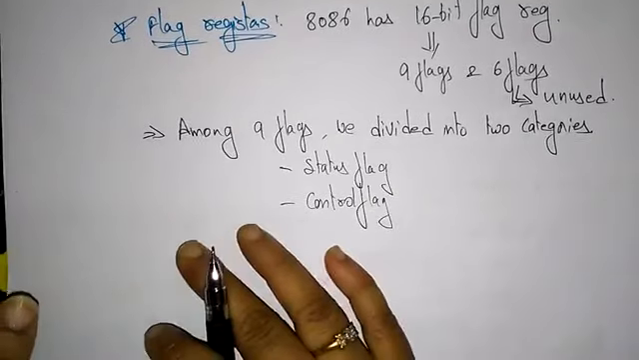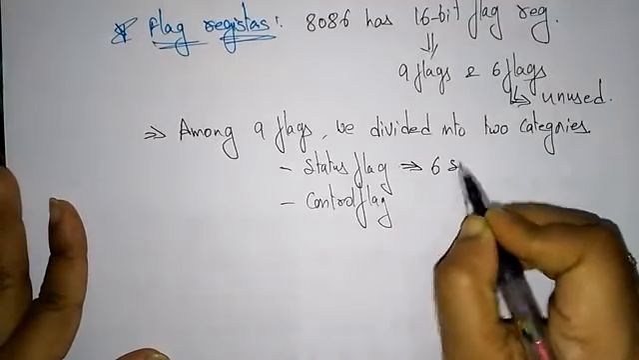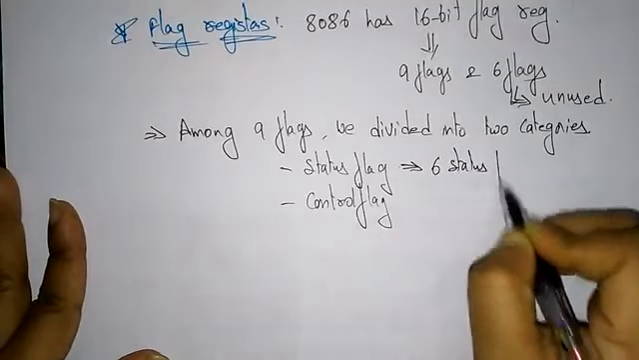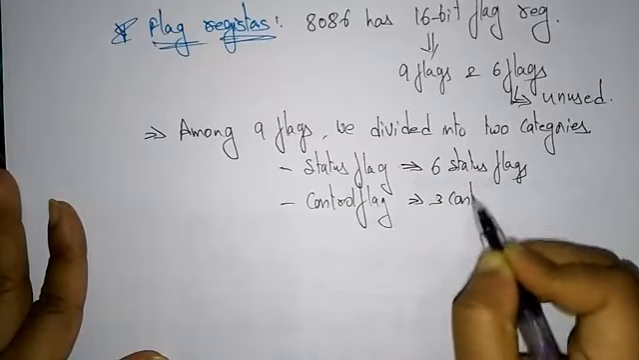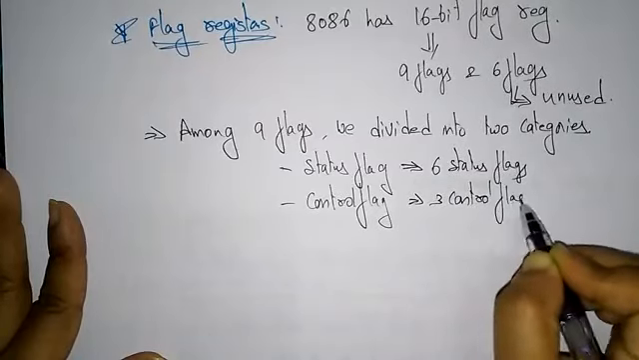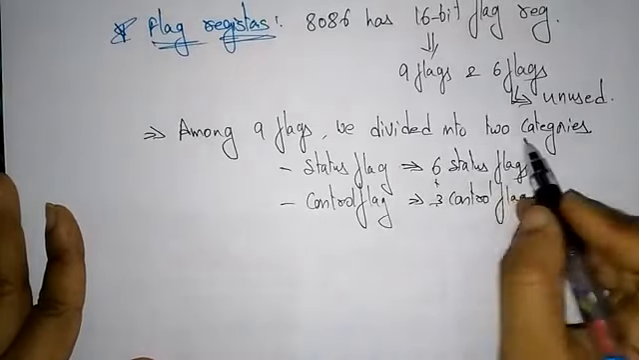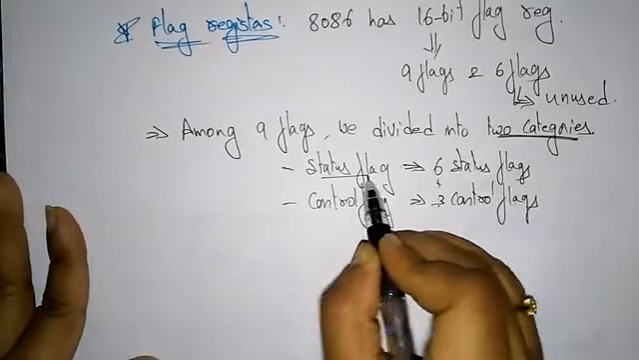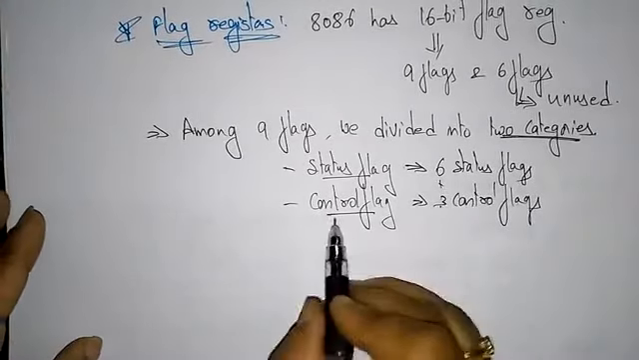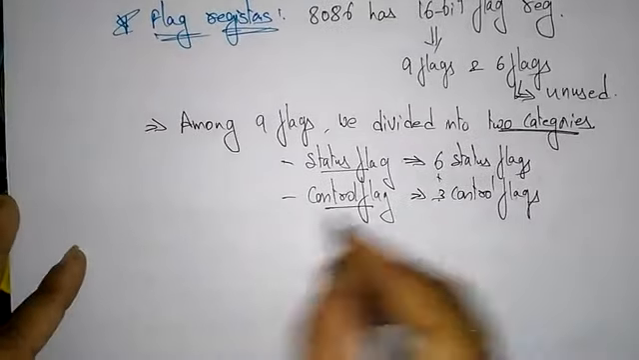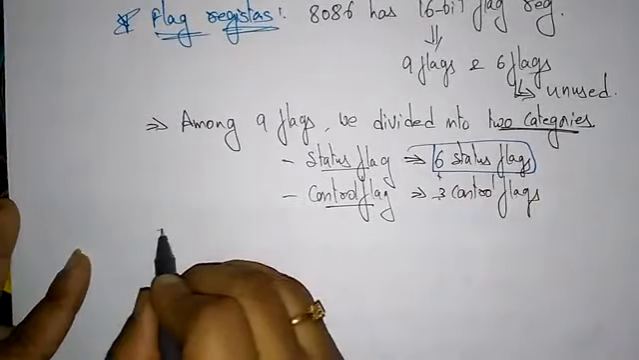So altogether there are 6 status flags and 3 control flags. So total 9 flags, 6 plus 3. So the 9 flags are divided into two categories, status flags and control flags. 6 status flags and 3 control flags. So let me explain about the 6 status flags.